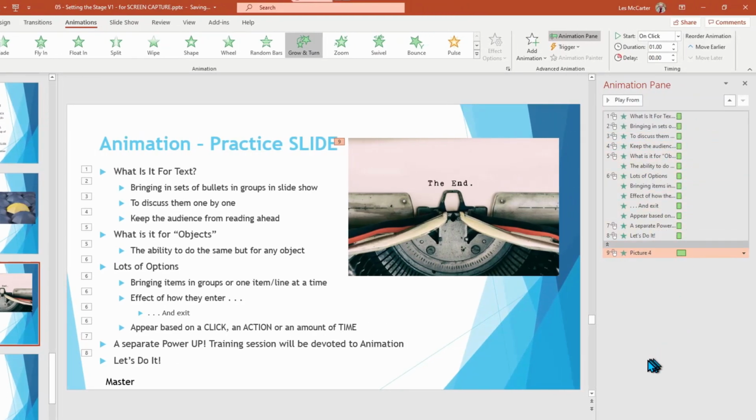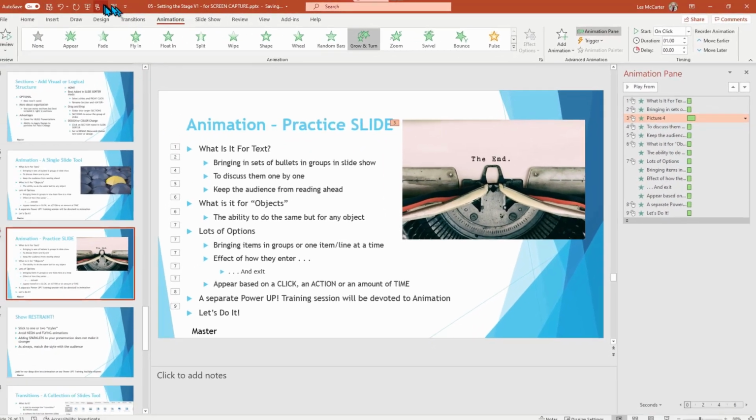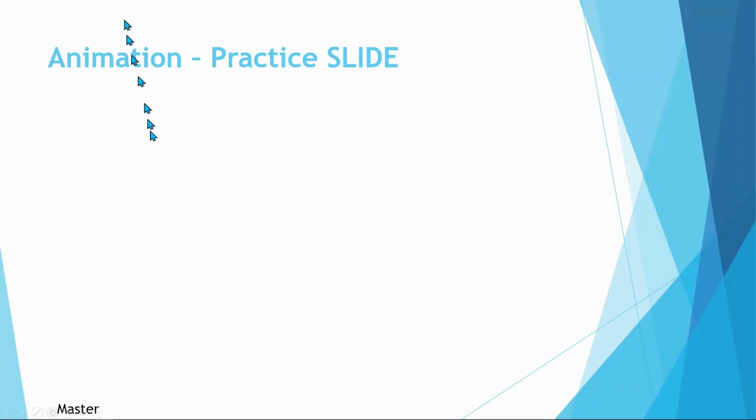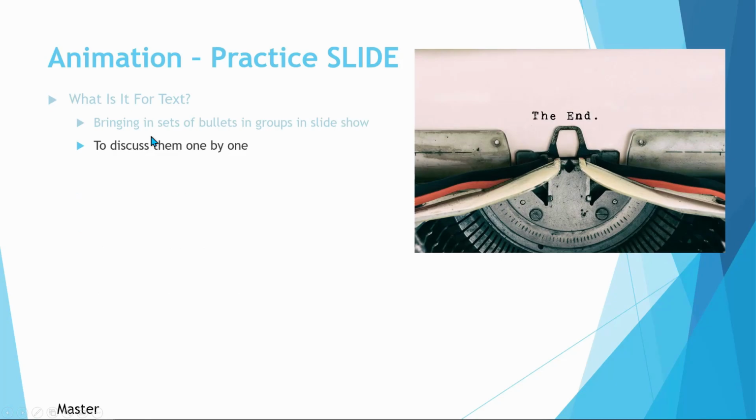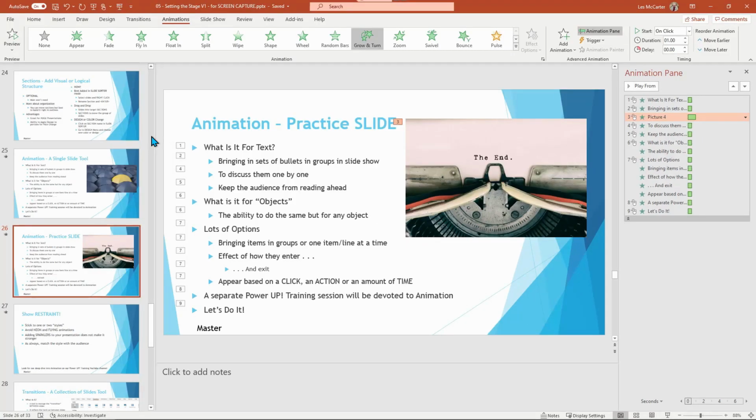When we look at the animation pane, we'll see that picture number 4 is the very last thing to animate. Let's drag it up so that it shows up between, let's say, the second and third bullet point. And let's test it out. Click 1, click 2, and here should come the object. Click 3, click 4, continuing on with our various bullet points.